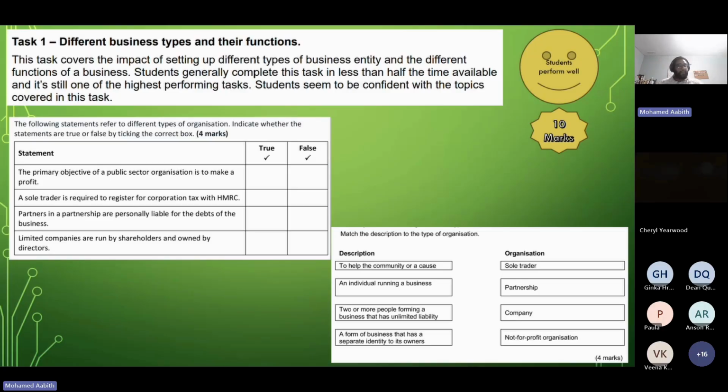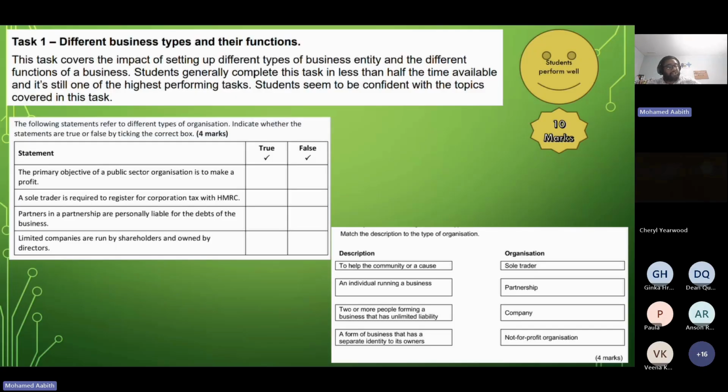False. In a partnership, the partners are personally liable for the debts of the business. Absolutely. Why? They're unlimited partnerships, unlimited liability for them. So partners will be liable for the debts of the business according to their profit share ratio. So that is true.